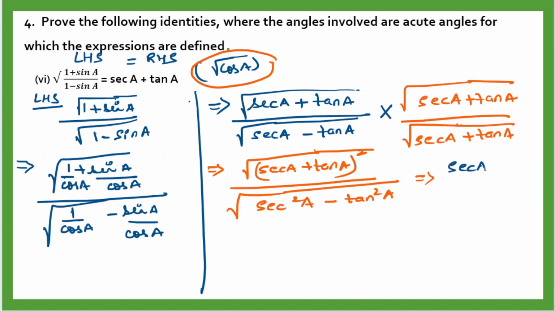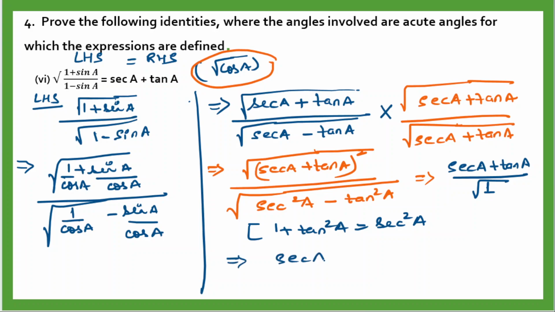So it is sec a plus tan a divided by under root of sec square a minus tan square a. Here we are using the identity 1 plus tan square a is equal to sec square a. So sec square a minus tan square a is equal to 1. So it is under root 1. So we can write it as sec a plus tan a divided by under root 1, which becomes 1. So we are getting sec a plus tan a, which is equal to the right hand side. Any doubt here?